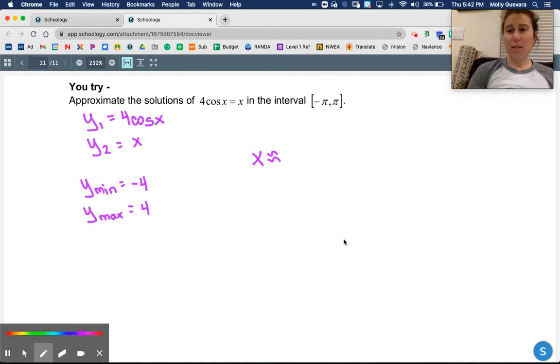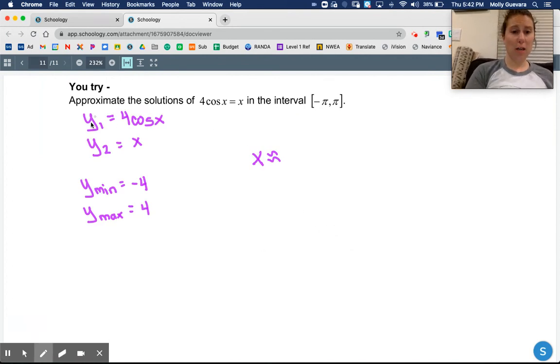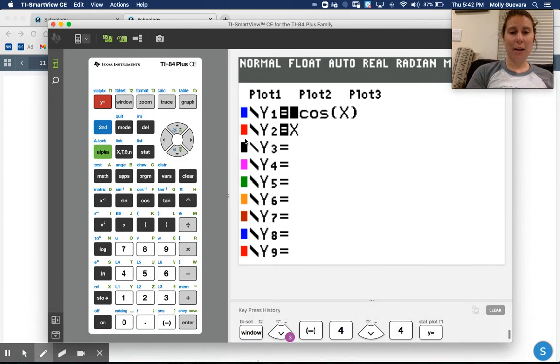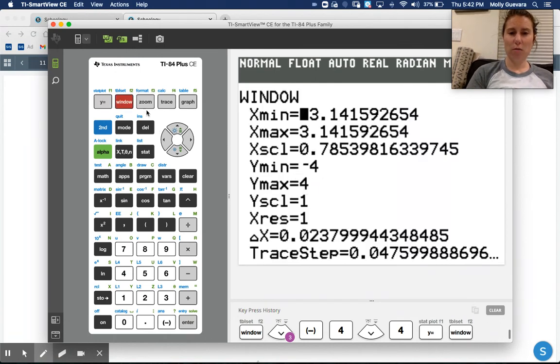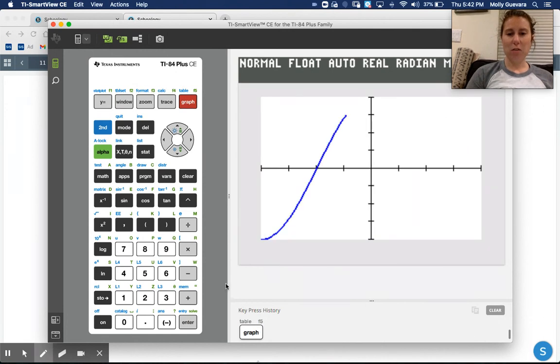Okay, so these are the only changes that we made here. y1 is 4 cosine of x, y2 is x. You could have kept y1 as x and then made y2 4 cosine of x. It doesn't matter. Because of that 4, my amplitude is now 4, so that means my y min and my y max are going to have to be negative 4 and 4. So I've plugged in my two equations and adjusted my window, so I'm ready to graph it. So there's my cosine graph, and there's the graph y equals x.